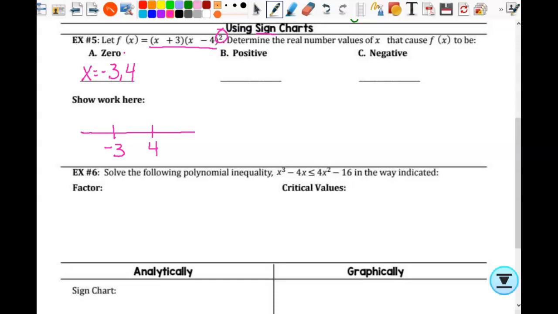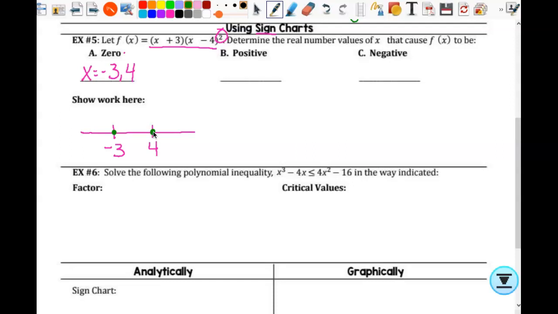So here's what I know. I know that at -3 and at 4, my function has a value of 0. So this is kind of like our x-axis. This is what we're going to think about. On the x-axis, at -3 and 4, we have a point because that's when it's 0.